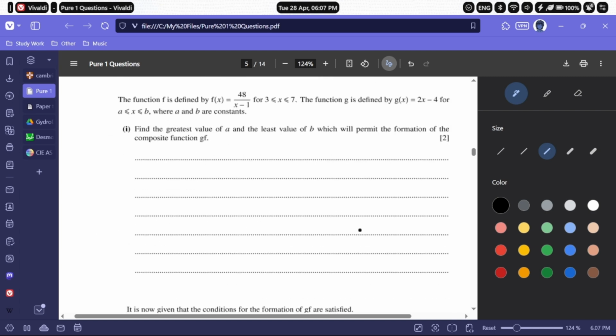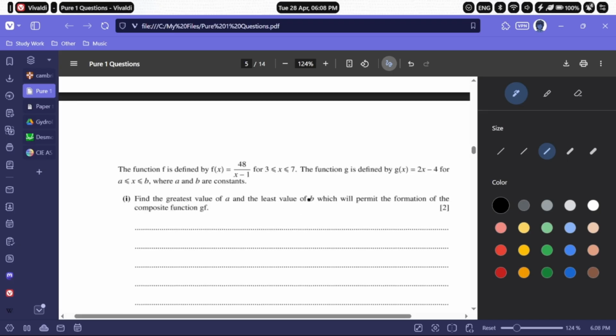Okay, moving on. Find the greatest value of A and the least value of B, which will permit the formation of the composite function gf of x. G of x is basically a linear equation, right? So no matter what the value for x is, it's just going to accept any sort of value. I think there is AWRT like in the MS, but it depends. Just don't risk it, I would say.